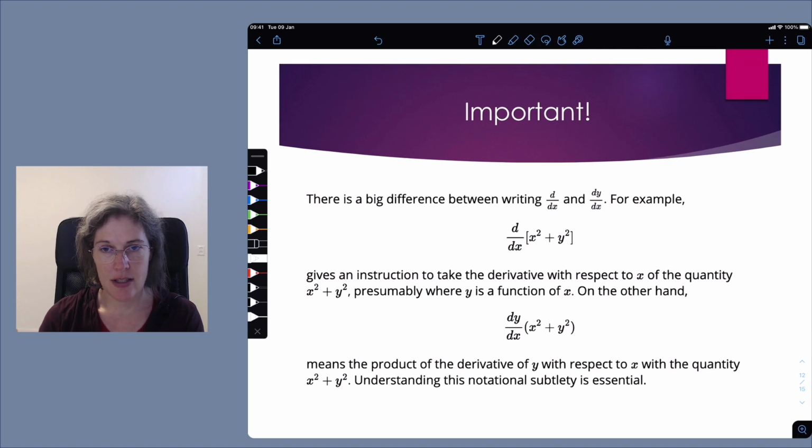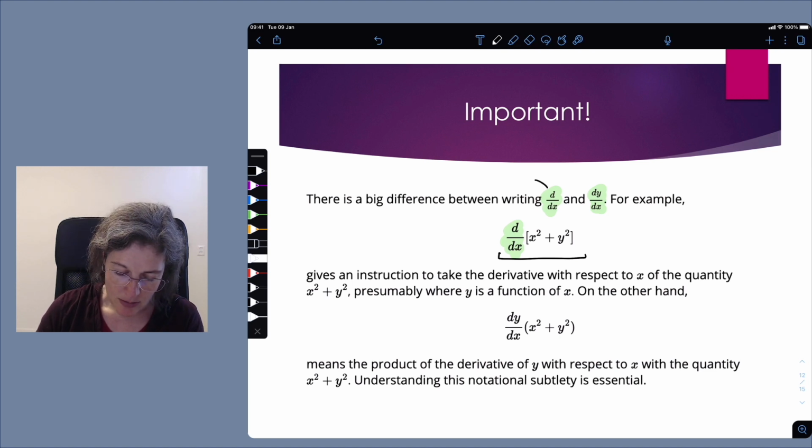And linked to that is that there's notation that looks very similar, but it really is quite different. So the two things we want to think about are d by dx and dy by dx. And these are fundamentally different. So d by dx is an instruction. It says take the derivative of whatever comes after this. So in this case over here, this says take the derivative of x squared plus y squared. On the other hand, so let's write that, that's an instruction. And I'm going to put this in a different color.